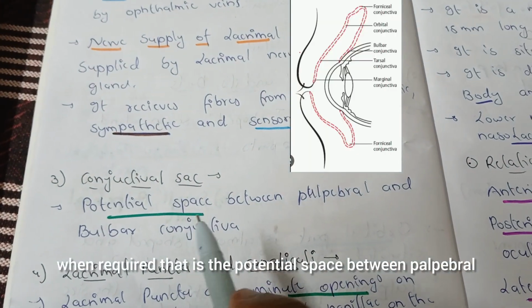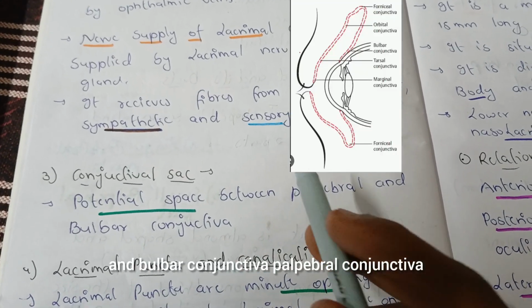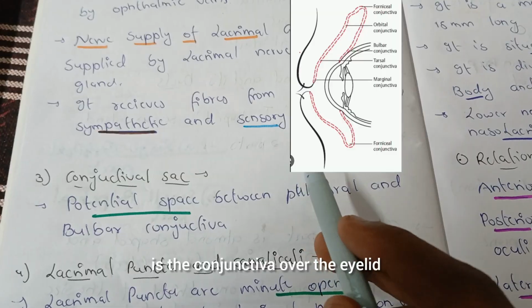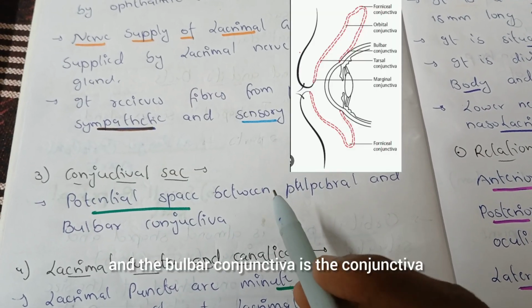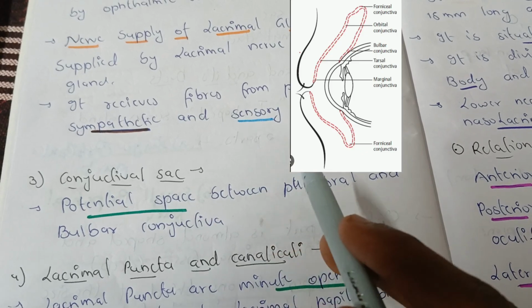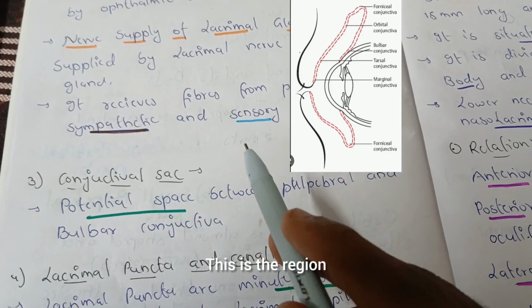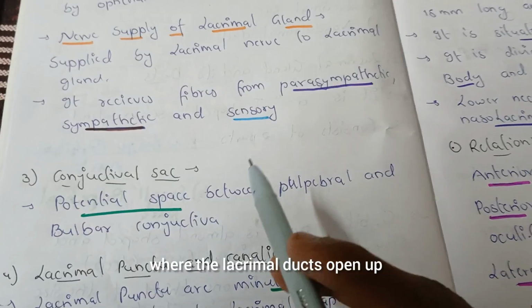That is, the potential space between palpebral and bulbar conjunctiva. Palpebral conjunctiva is the conjunctiva over the eyelid, and the bulbar conjunctiva is the conjunctiva over the eyeball. The space between the palpebral and the bulbar conjunctiva is called the conjunctival sac. This is the region where the lacrimal ducts open up.